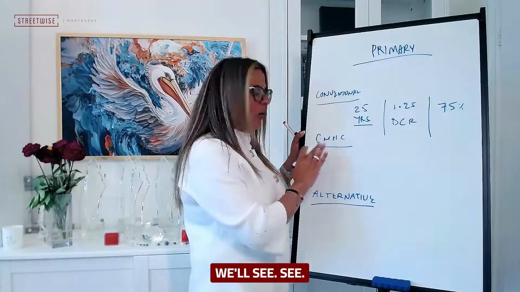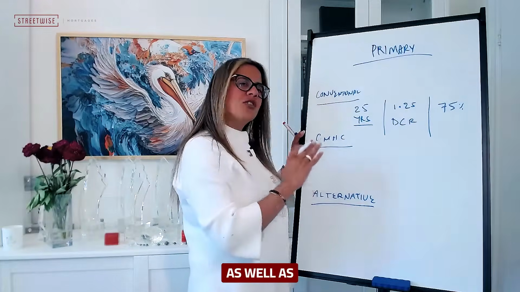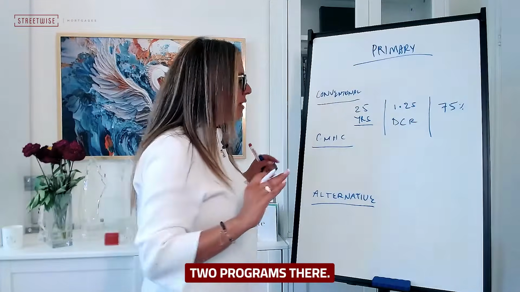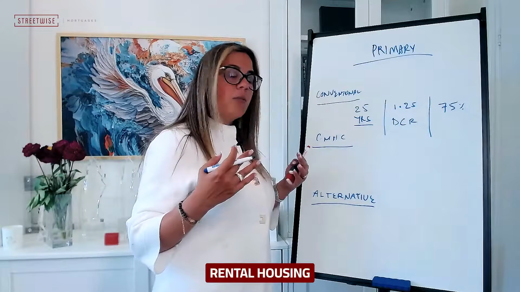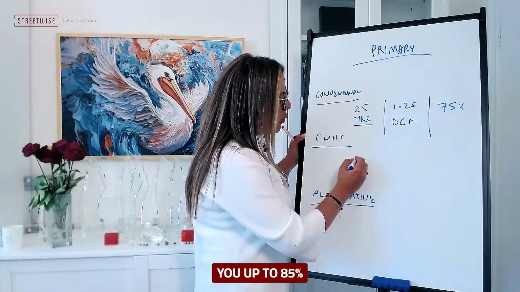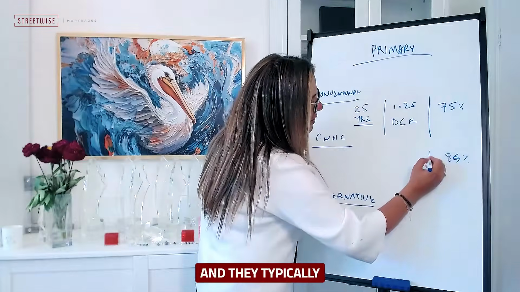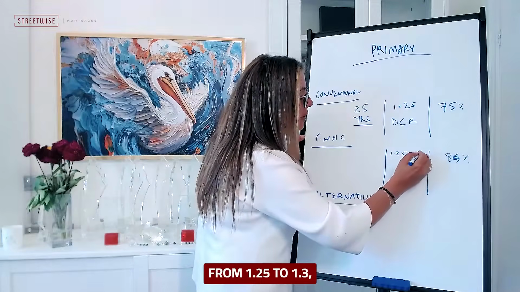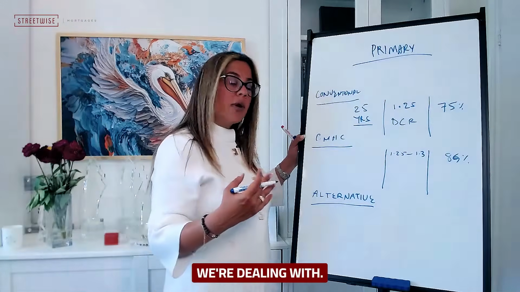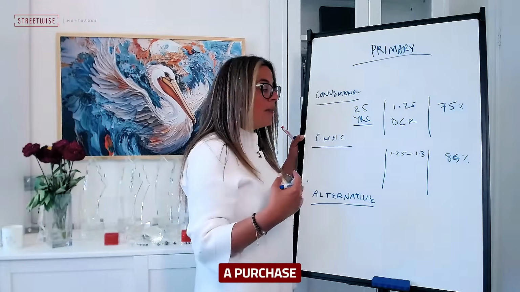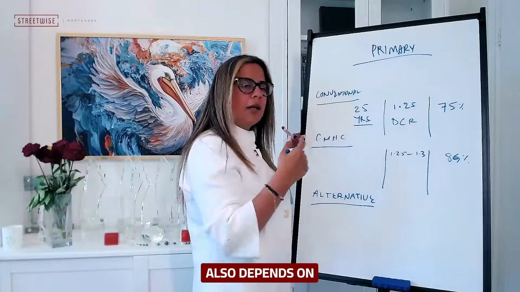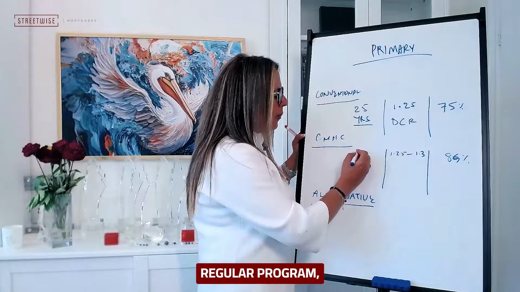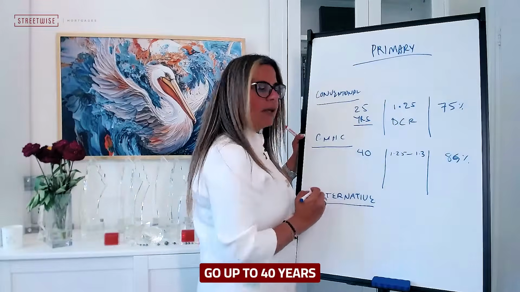Over here with CMHC, you have great options as long as the property qualifies and the deal qualifies. With CMHC, there are two programs. Their multifamily rental housing program offers you up to 85% loan to value, and they typically look for a debt coverage anywhere from 1.25 to 1.3, depending on how many units we're dealing with and depending on whether you're doing a purchase or a refinance. Also depends on whether you're going to take a 5-year term or a 10-year term with CMHC. Under the regular program, the amortization can go up to 40 years.